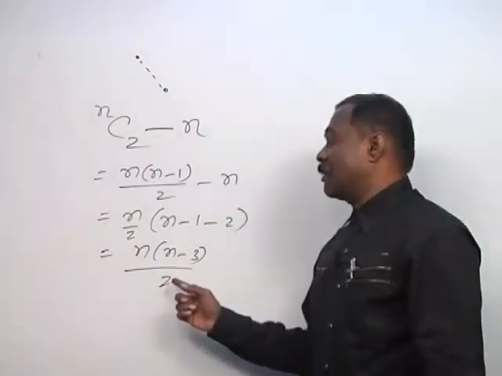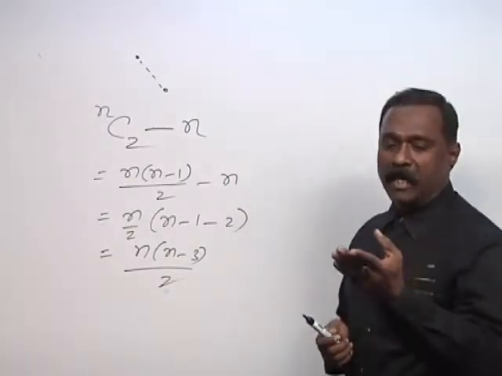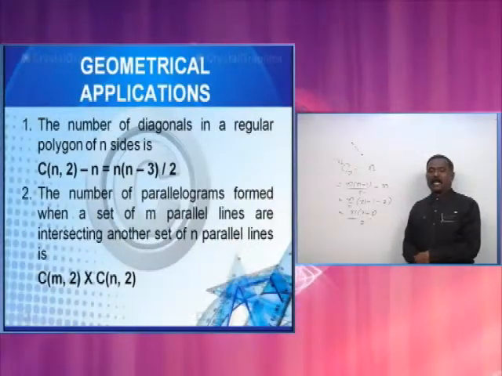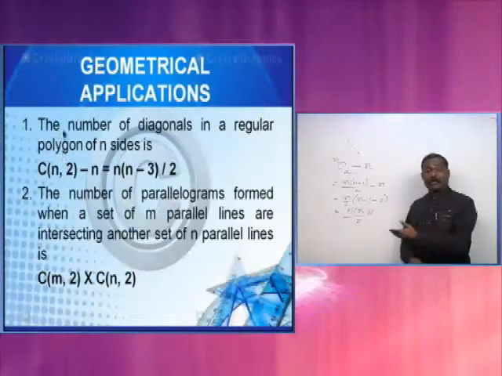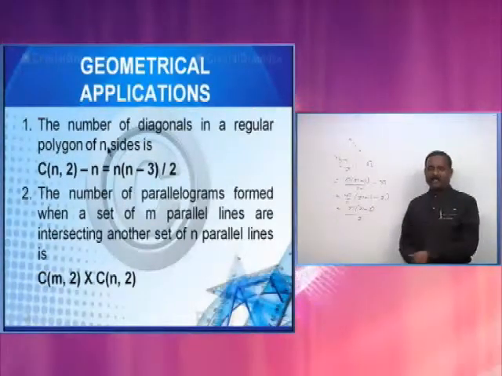So, the number of diagonals that can be formed from an n-sided polygon is nothing but n into n minus 3 upon 2. That's what you can see there. You can understand that this is a geometrical application of combinations, that is n into n minus 3 upon 2. Come to the second one.